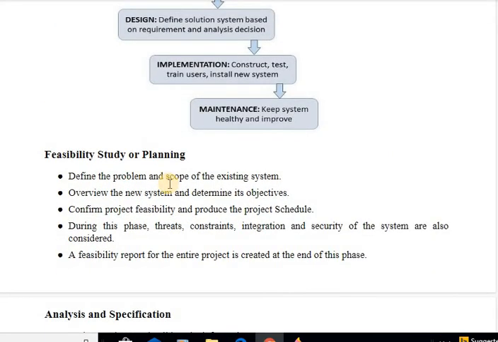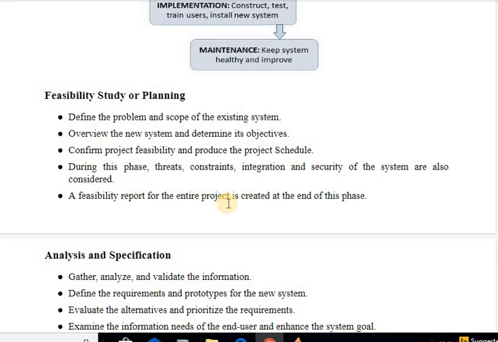Planning involves defining the problem and the scope of the existing system, that is whether we can create those systems or not, an overview of the new system and determining the objectives, confirming the project feasibility and producing the project schedule. So these are the further functions of each phase.